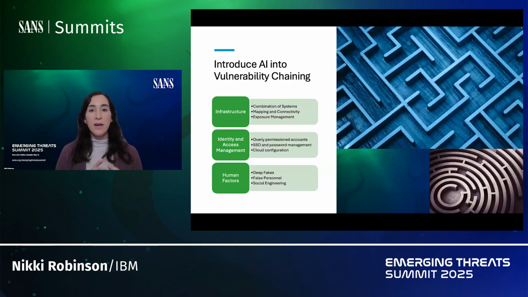So I wanted to cover a couple of the different areas where I think vulnerability chaining is most interesting to look at, especially with the advent of AI and the way that we're using both LLMs and SLMs, how we're consuming data, and also using that data in our systems. And the first one is infrastructure.